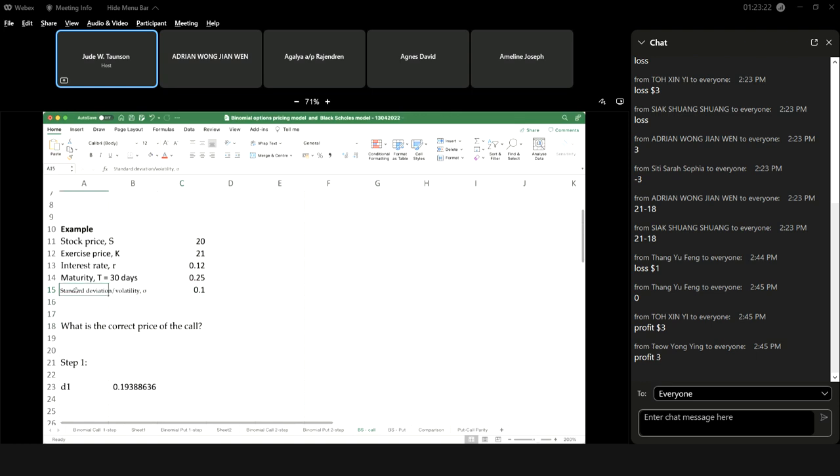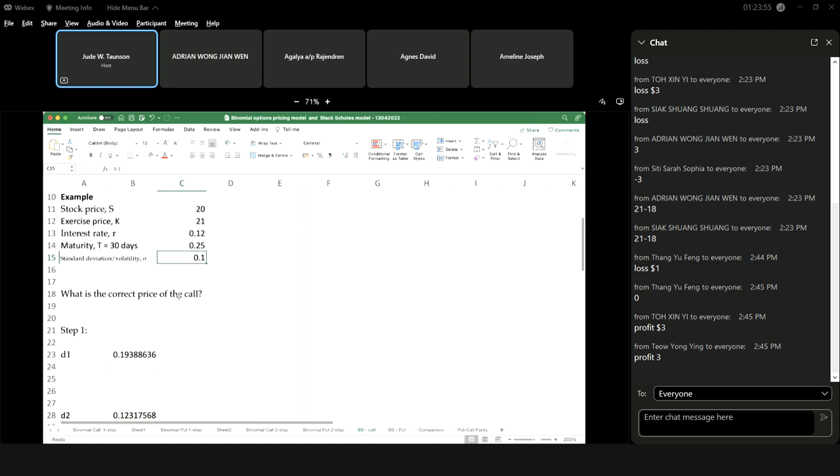So standard deviation is 0.1. Going up 10%, going down also 10%. Okay, so the standard deviation, the volatility, is 0.1. Remember when we calculated U, up 0.1 and down also 0.1, positive and negative, up and down. So the volatility is 0.1. Right? So what is the correct price of the call?